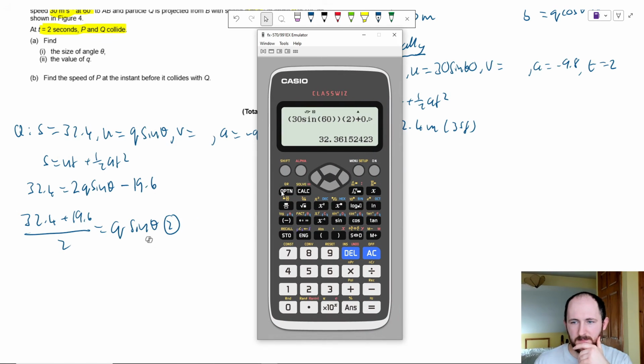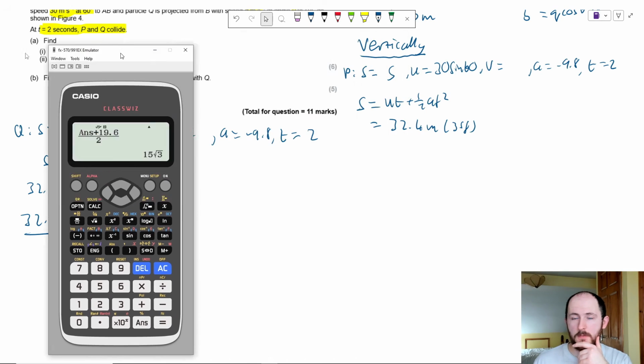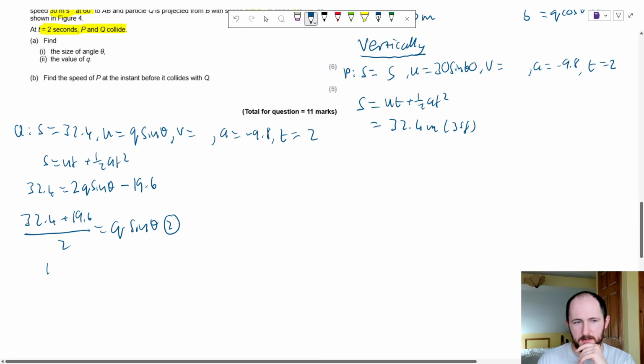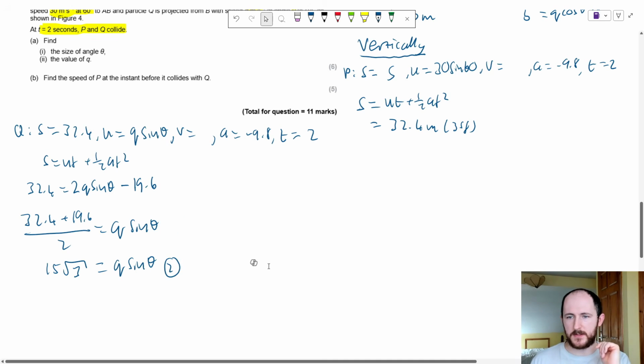Kinda. Answer plus 19.6 over 2. Why am I missing buttons? Oh, 15. Praise the Lord. 15 root 3. And all I need to do is move this down. Now again, we're going to do 2 divided by 1.